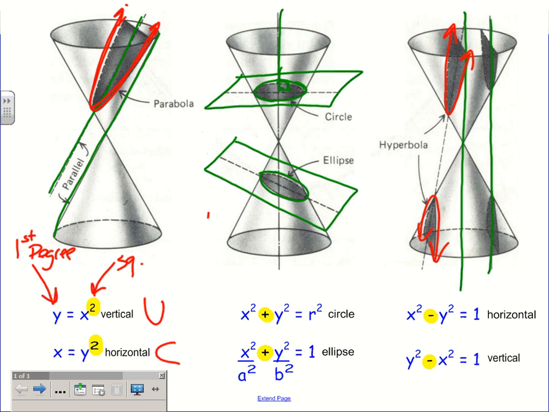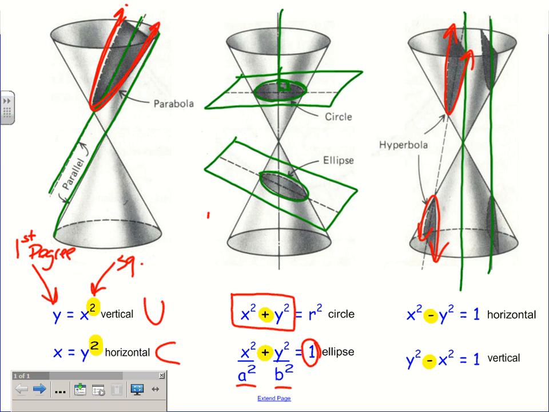Circles and ellipses are really closely related, and the key is right here. Both are squared terms, and they're added together. The only difference is, in a circle, the radius is the same all the way around. In an ellipse, the radius is different for the horizontal and vertical dimension. So we have different values, a and b, down below. And then we set it equal to 1.